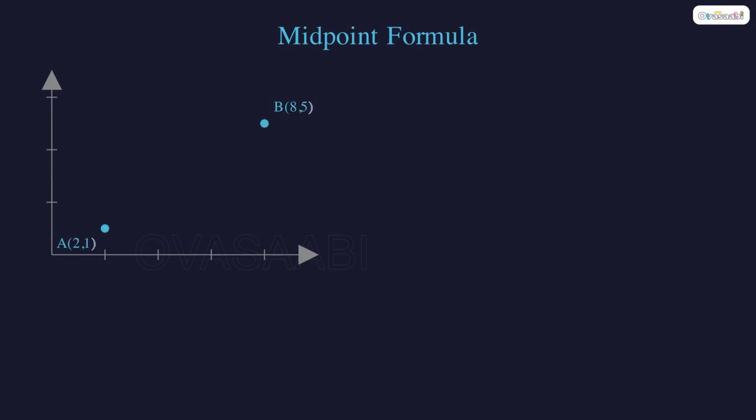To find the midpoint on a graph, average the x-coordinates and average the y-coordinates. Just like sharing mangoes equally, we split the distance right down the middle.